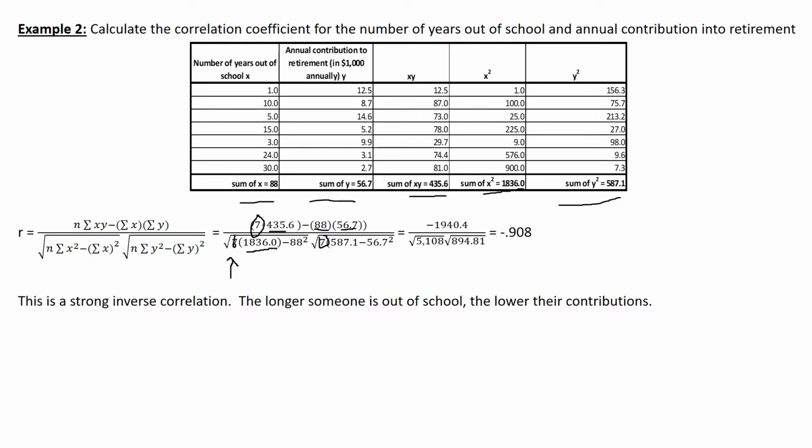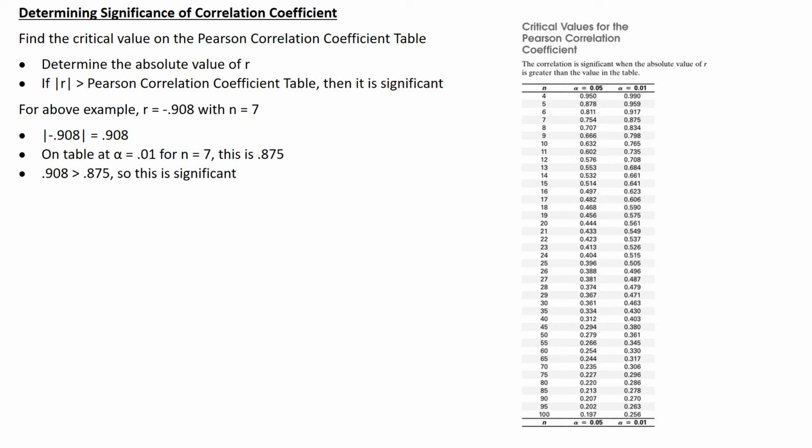Yeah, no, actually, 587.1 minus 56.7 was my y squared. I get negative 1940.4 in the numerator, and in the denominator, I got square root of 5108 times square root of 891.84. I get negative 0.908, which is close to negative 1. So this is a strong negative correlation. In other words, the longer someone's out of school, the lower their contribution to their retirement.